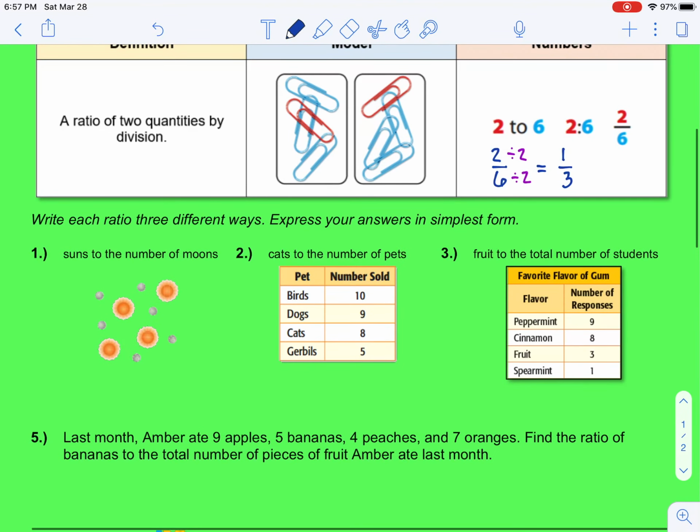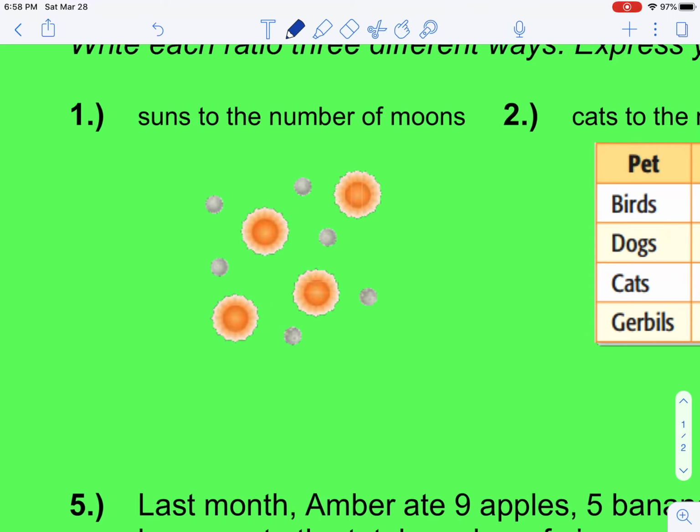Let's take a look at a couple examples. Write each ratio 3 different ways. Express your answers in simplest form. Number 1, suns to number of moons. So the first thing I want is suns, and then there was my word to, and then I want moons. So my suns, I have 1, 2, 3, 4. I'm going to write it as a fraction.